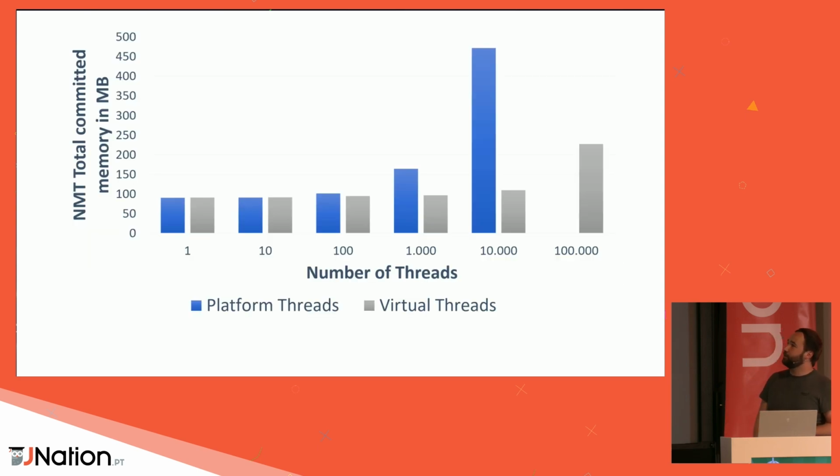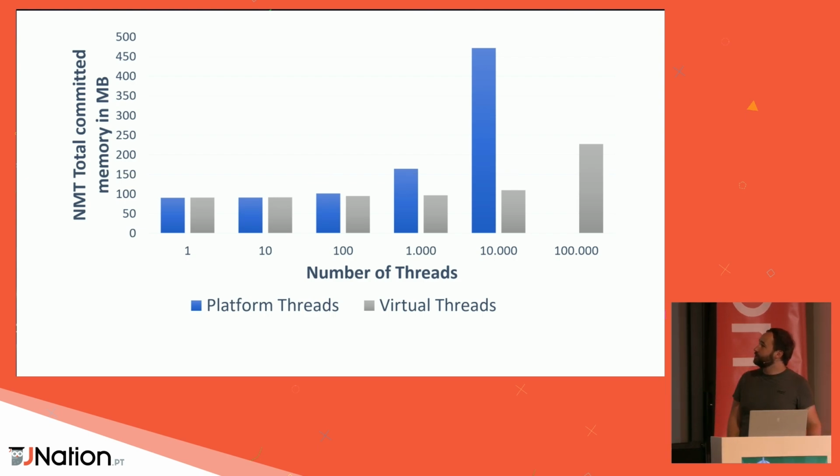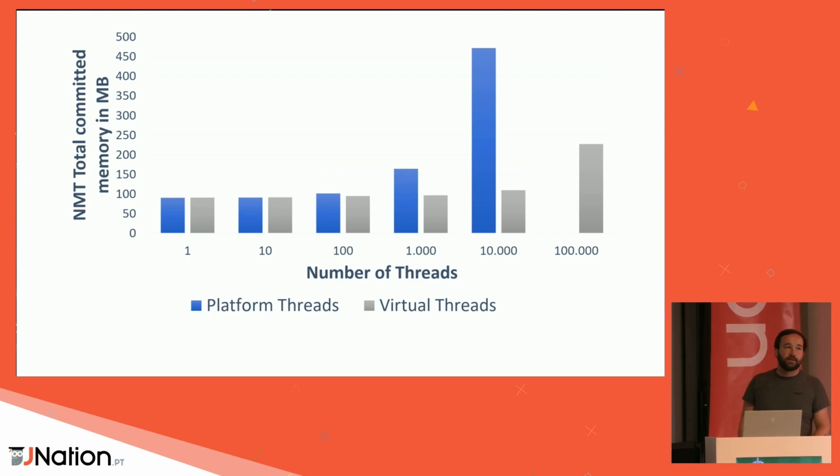So how much memory do you need? I created 2 applications, one that uses virtual threads and the other one that uses platform threads. And I just wanted to see when it starts making sense to use virtual threads over platform threads. So if your application doesn't use more than 1,000 threads, then maybe rewriting the whole thing isn't really worth it, because you're only doing it for a small change in memory usage.